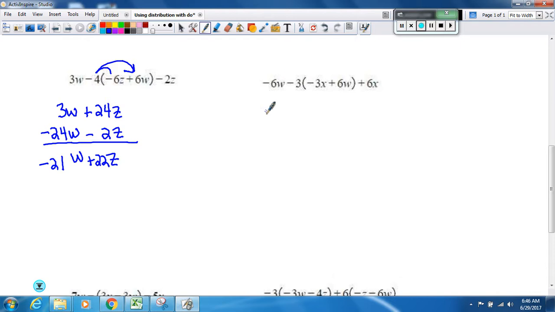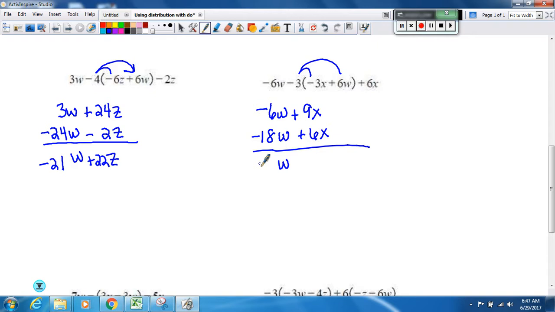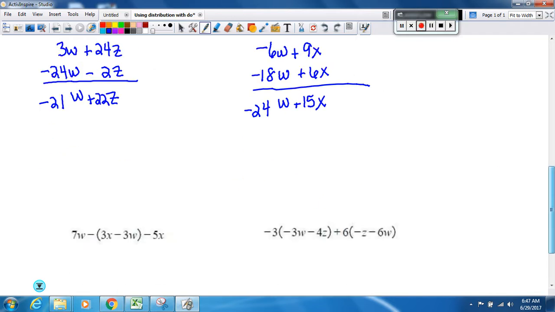Now on the next one, you've got a negative 6w. Negative 3 times negative 3x is a positive 9x. And negative 3 times 6w is a negative 18w. That goes under my w's. And then plus 6x goes under my x's. So for my w's, negative 6 and a negative 18 is a negative 24. And then for my x's, 9 plus 6 is a positive 15. So I've got a negative 24w plus 15x as my answer.